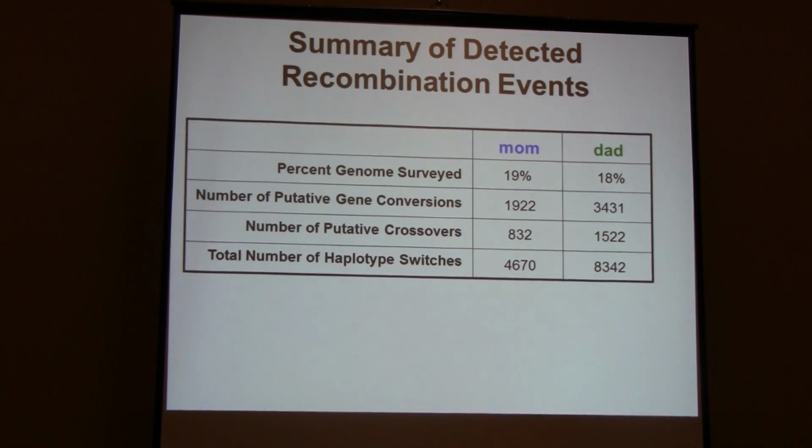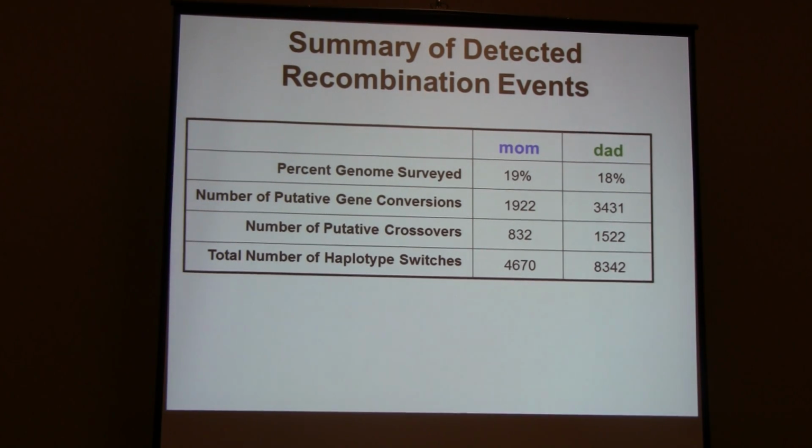So at this point, we have informative clones in both the mom and child that allow us to actually survey 19% of the human genome in this way. And we have a similar fraction of the paternal genome that I'm able to examine recombination in as well. Now you'll note that despite the fact that I'm only able to look at a small fraction of the genome, I'm able to detect a lot of recombination events.